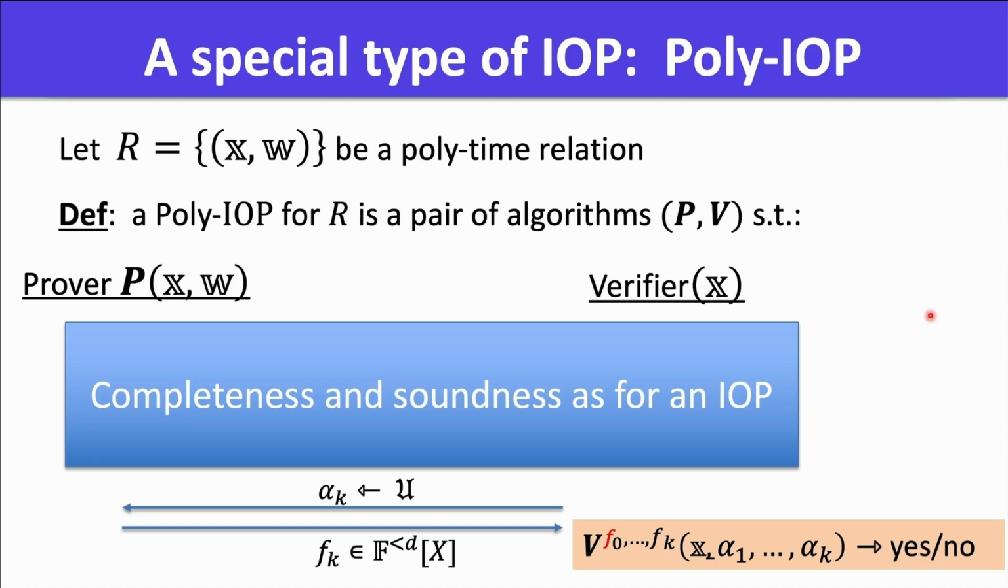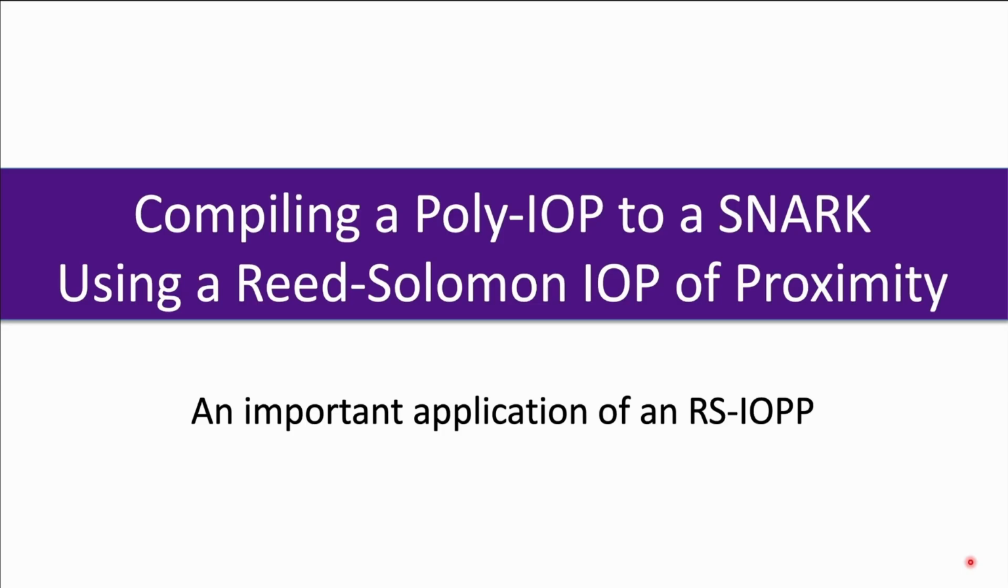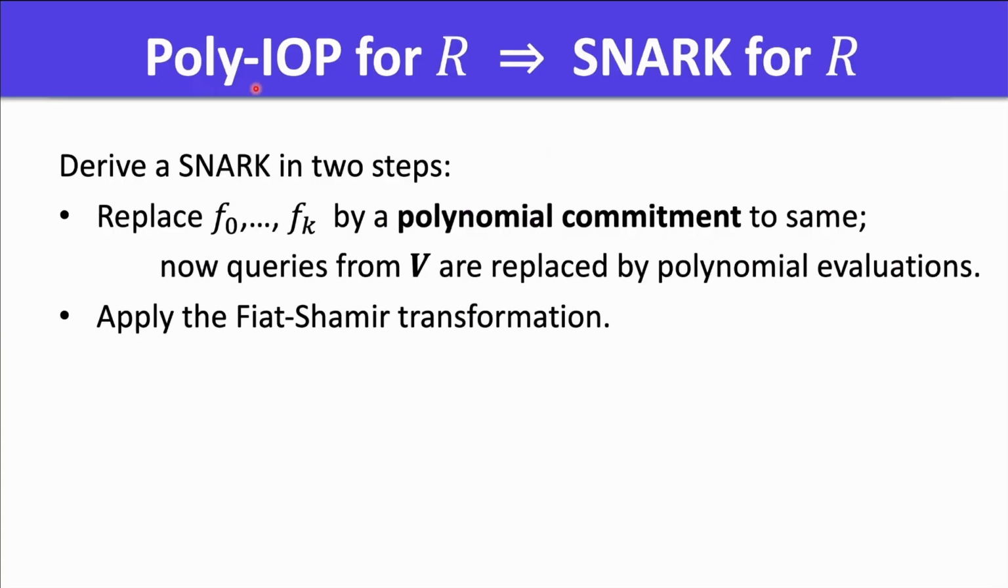So why are Poly-IOPs important? It turns out we can compile a Poly-IOP into a SNARK, and most SNARKs are constructed in this way. So then the question we're left with is how to compile a Poly-IOP into a SNARK, and it turns out that is exactly where a Reed-Solomon IOP of Proximity is going to come up. And this is actually one of the most important applications for a Reed-Solomon IOPP. So the question is how to compile a Poly-IOP into a SNARK.